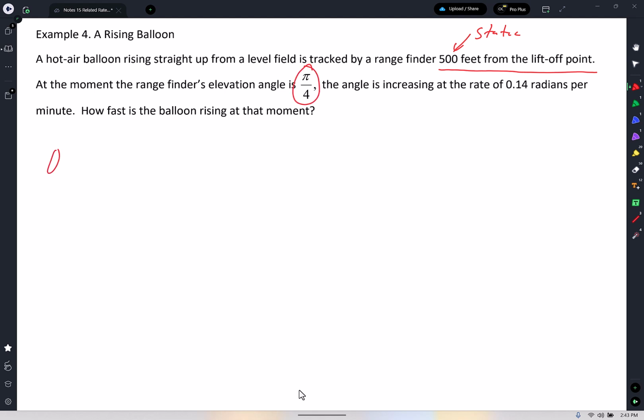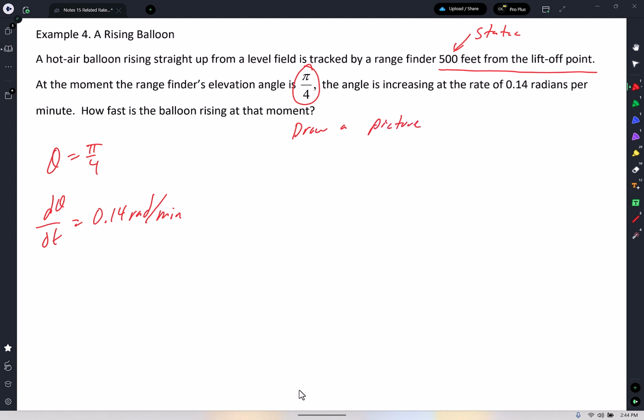That's your angle. So theta is pi over 4, 45 degrees, but you're not working with degrees. You're always working with radians. The angle is increasing at a rate of 0.14 radians per minute. So d theta dt equals 0.14 radians per minute. How fast is the balloon rising at that moment? Draw a picture, that way you don't get it wrong.